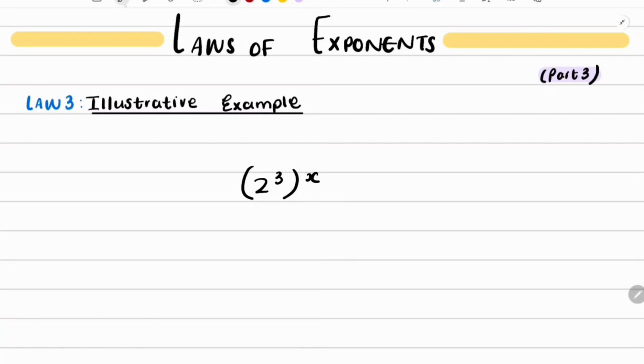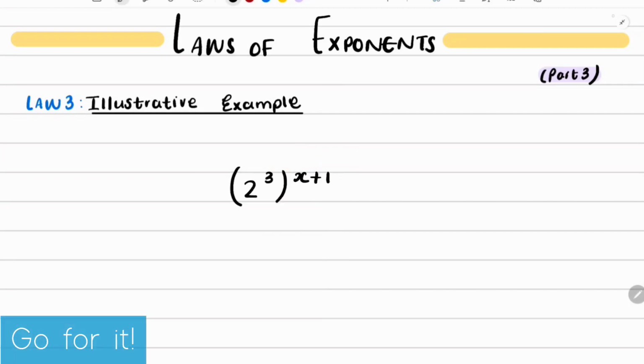Okay, so we can see that the 2 is being raised to a 3, and that is being raised to the x. So the 3 would multiply by the x, and so we would be left with 2 to the power of 3 times x, which is 3x. Here's another example. Go for it.